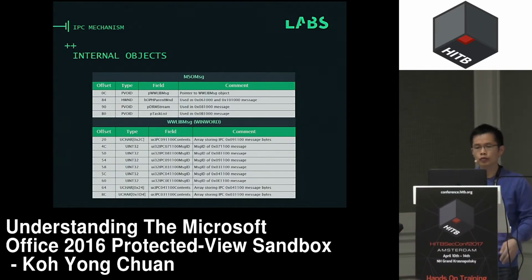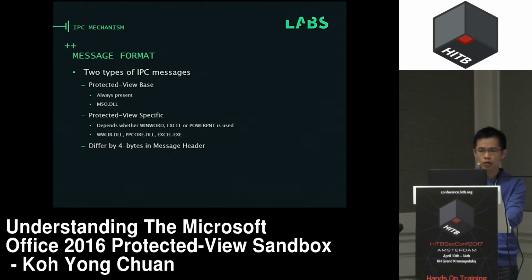So in general, both the MSO message and the WWW message contain fields that are referenced directly by the respective IPC message. I broadly classify these messages into two groups, depending on whether these are common or specific to WinWord, PowerPoint, and Excel. The group of messages that are common to these three applications are all serviced in MSO.dll and has a 16 bytes header. The other group that are not common are serviced respectively in www.dll, excel.exe, and ppcore.dll, and this will have a 20 bytes header.